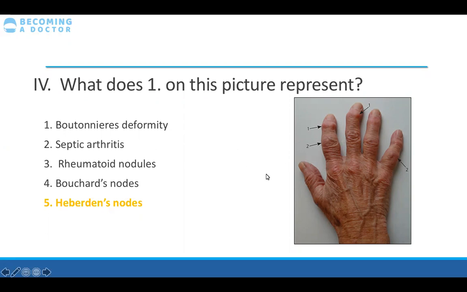Boutonniere deformity, if it was Boutonniere, it would be a bit more obvious, and you would see the hyperextension and the flexion, which you don't see in this case. Here you can clearly see some sort of nodule or deformity. So the first things you think about are Heberden's nodes or nodules.